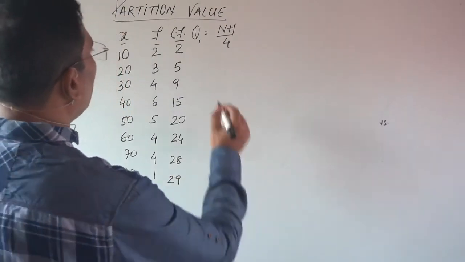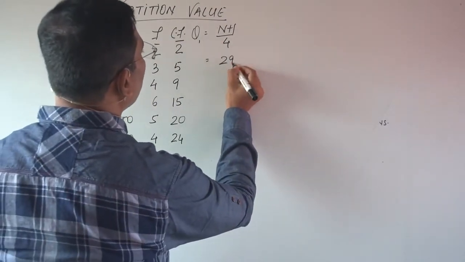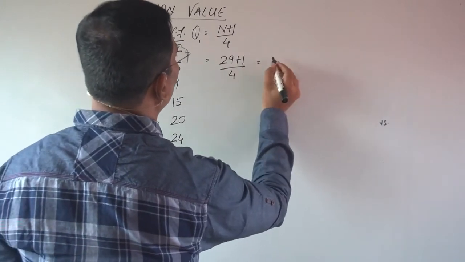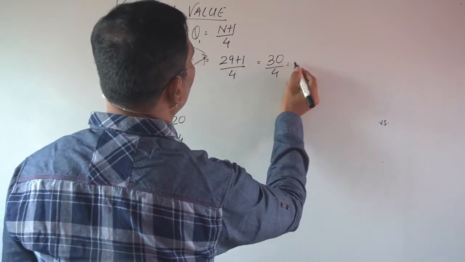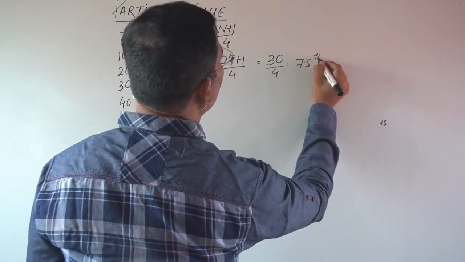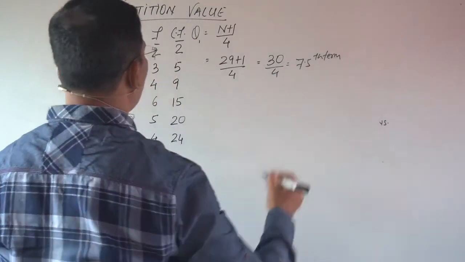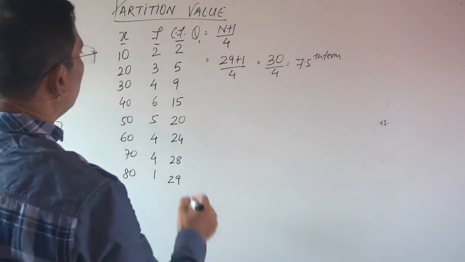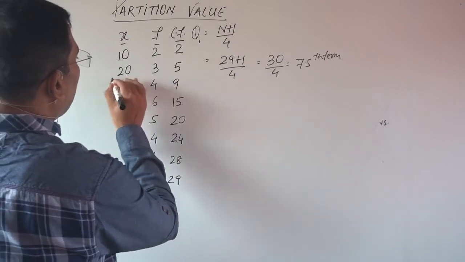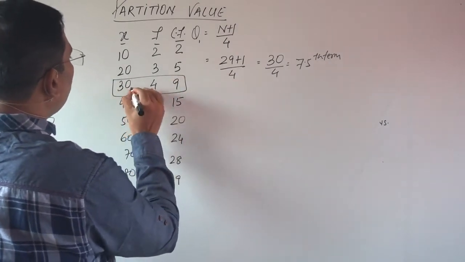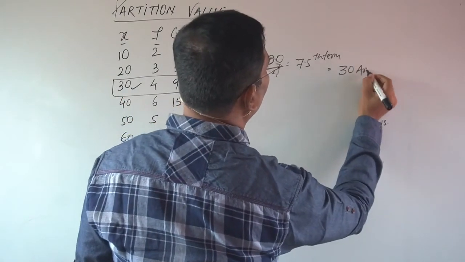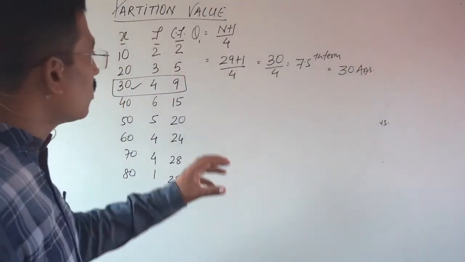Okay. Now (29 plus 1) upon 4. So this will be 30 upon 4, which is the 7.5th term. Now where does the 7.5th term lie? In 5? No, in 9. So the result will be 30. The 7.5th term is 30. Is it very clear to the students or not?